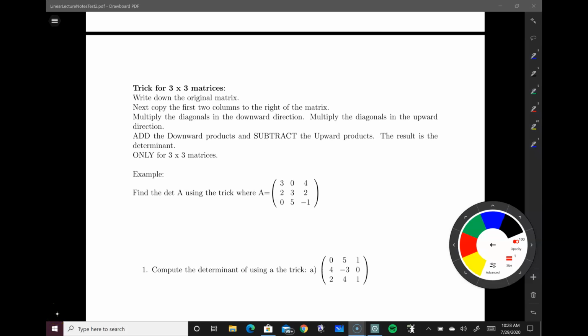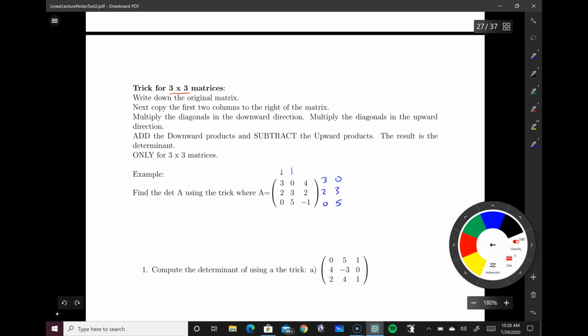All right, so now I'm going to present to you a trick to find the determinant for 3 by 3 matrices. All right, so here's our 3 by 3 matrix we want to find the determinant of. So first you need to copy down the first 2 columns to the right of the matrix. So this is column 1, so I'm going to write down this 3, 2, 0. And this is column 2, so I'm going to write 0, 3, 5.